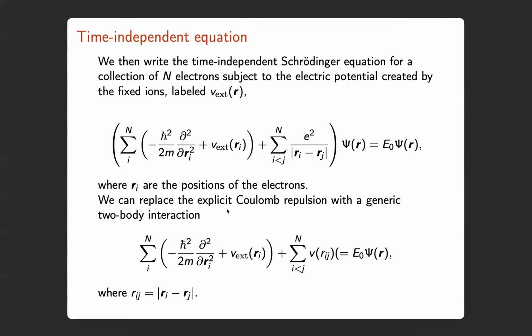So you can replace the explicit Coulomb repulsion with a more generic two-body interaction, which will be this term here. And actually, I see there is a small typo here, because it should be multiplied with the wave function. So there should be a parenthesis and another parenthesis multiplied with psi of r, and then you have the energy. Sorry for that. I didn't see it before now, actually.